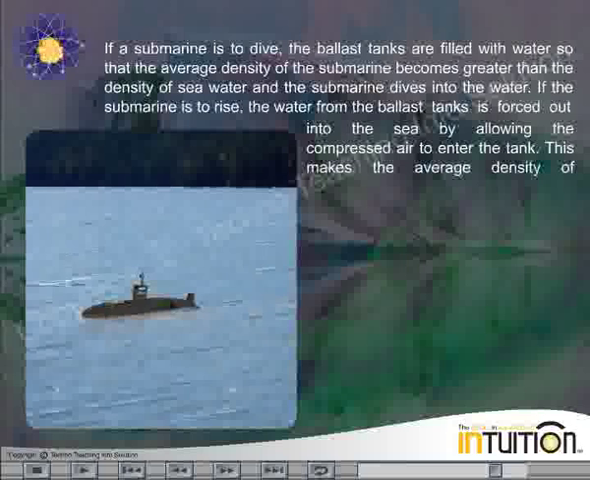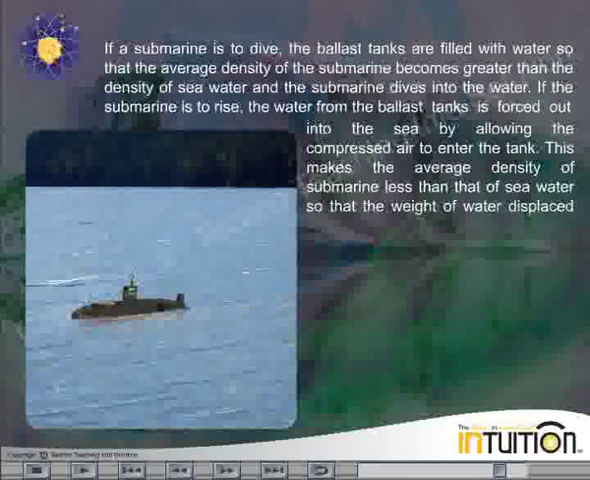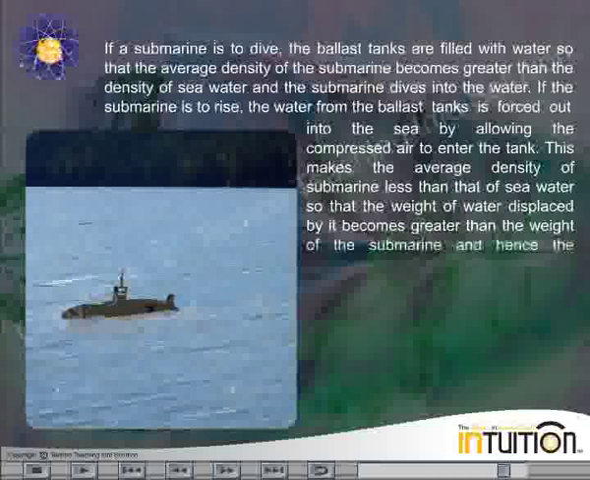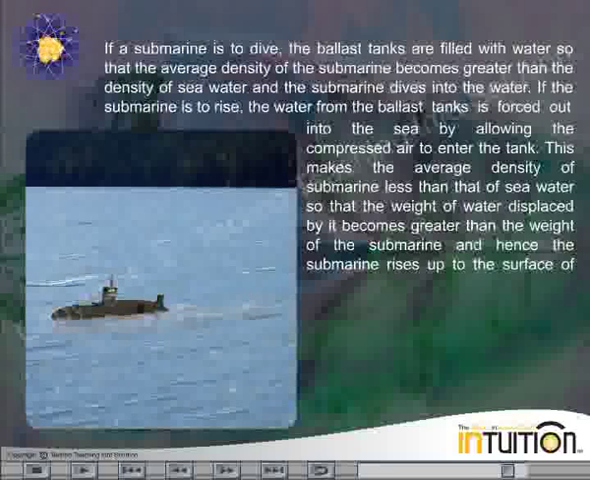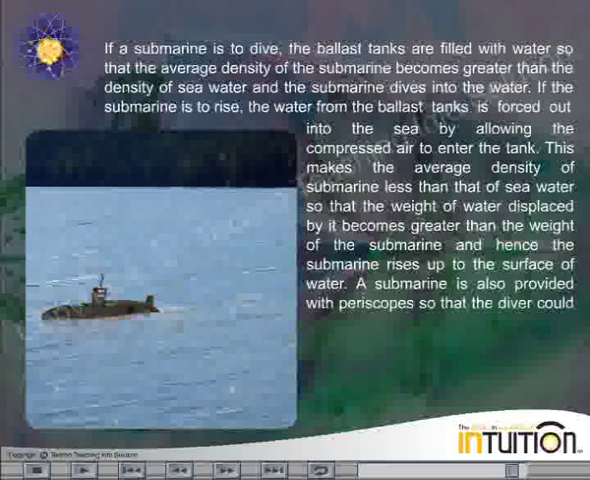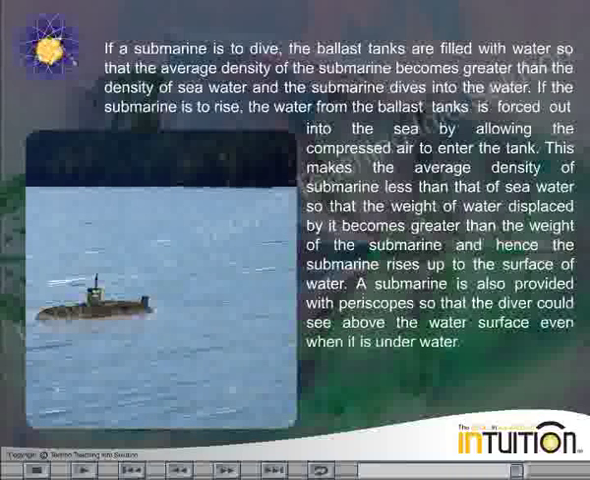This makes the average density of the submarine less than that of seawater, so that the weight of water displaced by it becomes greater than the weight of the submarine, and hence the submarine rises up to the surface of water. A submarine is also provided with periscopes so that the diver could see above the water surface even when it is underwater.